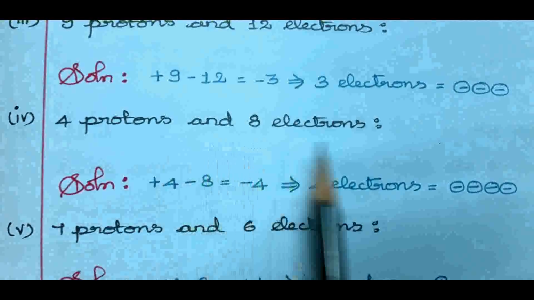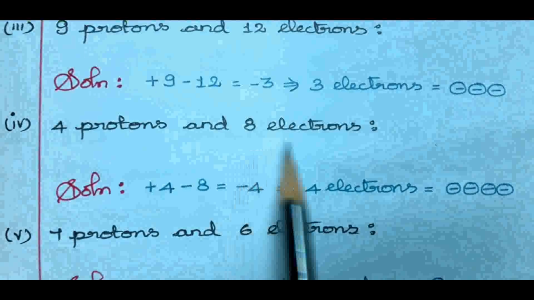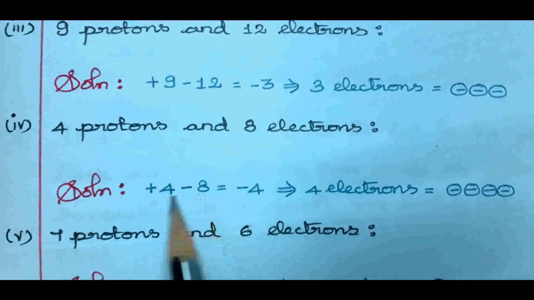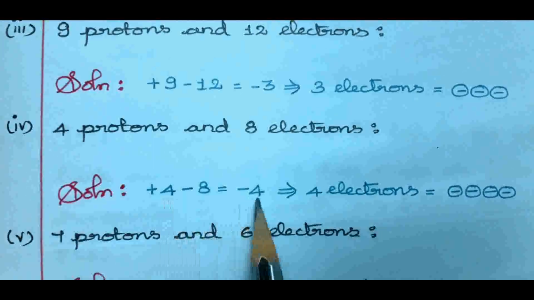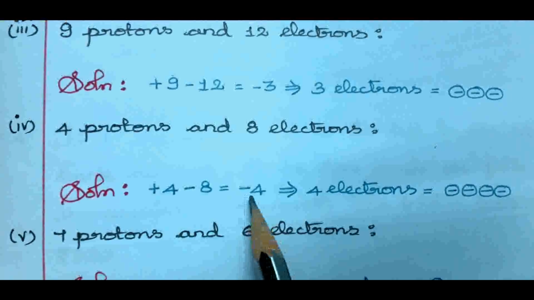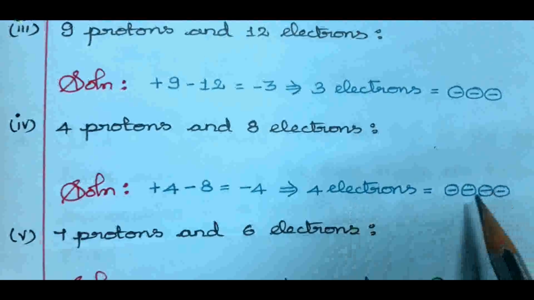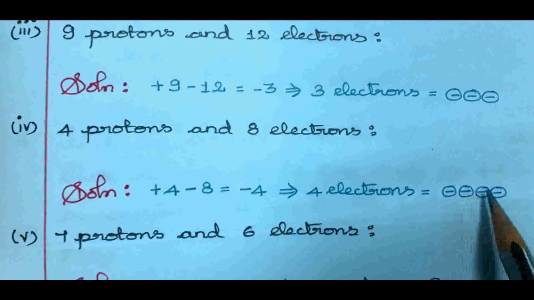4 protons and 8 electrons. 4 protons represent plus 4 and 8 electrons represent minus 8. So both the signs are different. 8 minus 4 is 4 and the biggest number sign is minus, so minus 4. Minus represents electrons, so the answer is 4 electrons. These 4 electrons should be represented by 4 minuses which should be circled, right?